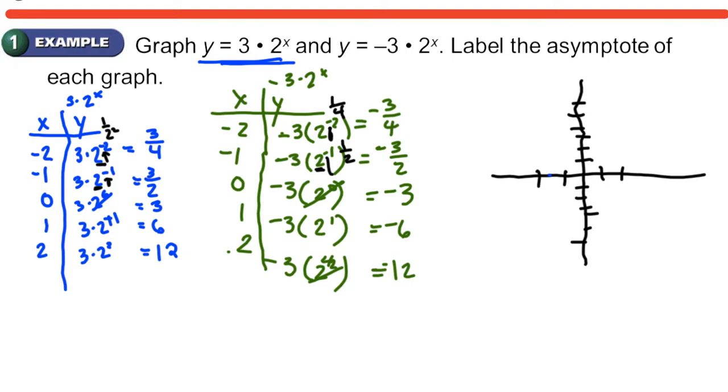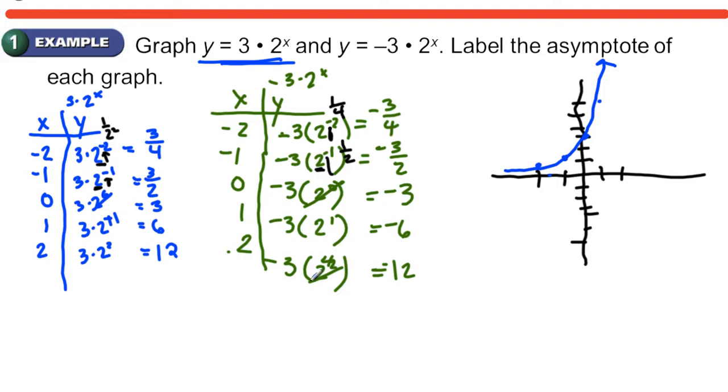Yeah, I doubted myself for a second. Negative 1, 3 halves is 1.5, so that's going to be here. 0, 3, 1, 6, and then this 2, this 12 is going to be way up here somewhere. So this is my positive a function.